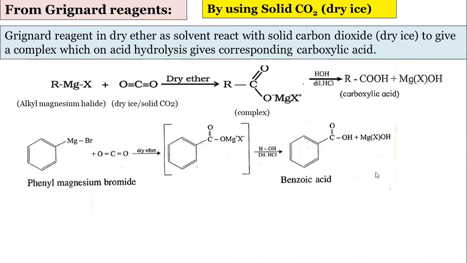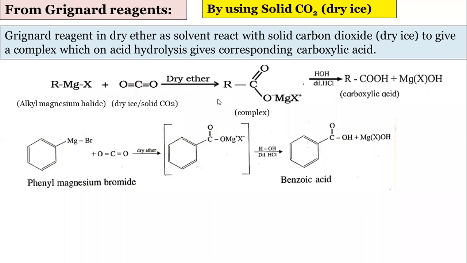Then, from the Grignard reagent, this is very important, mark it. This reaction is very important. I think this reaction has been asked 12 to 13 times in board exams, so I will explain in detail. Please concentrate. This is addition of Grignard reagent to solid CO2, which is also called dry ice.